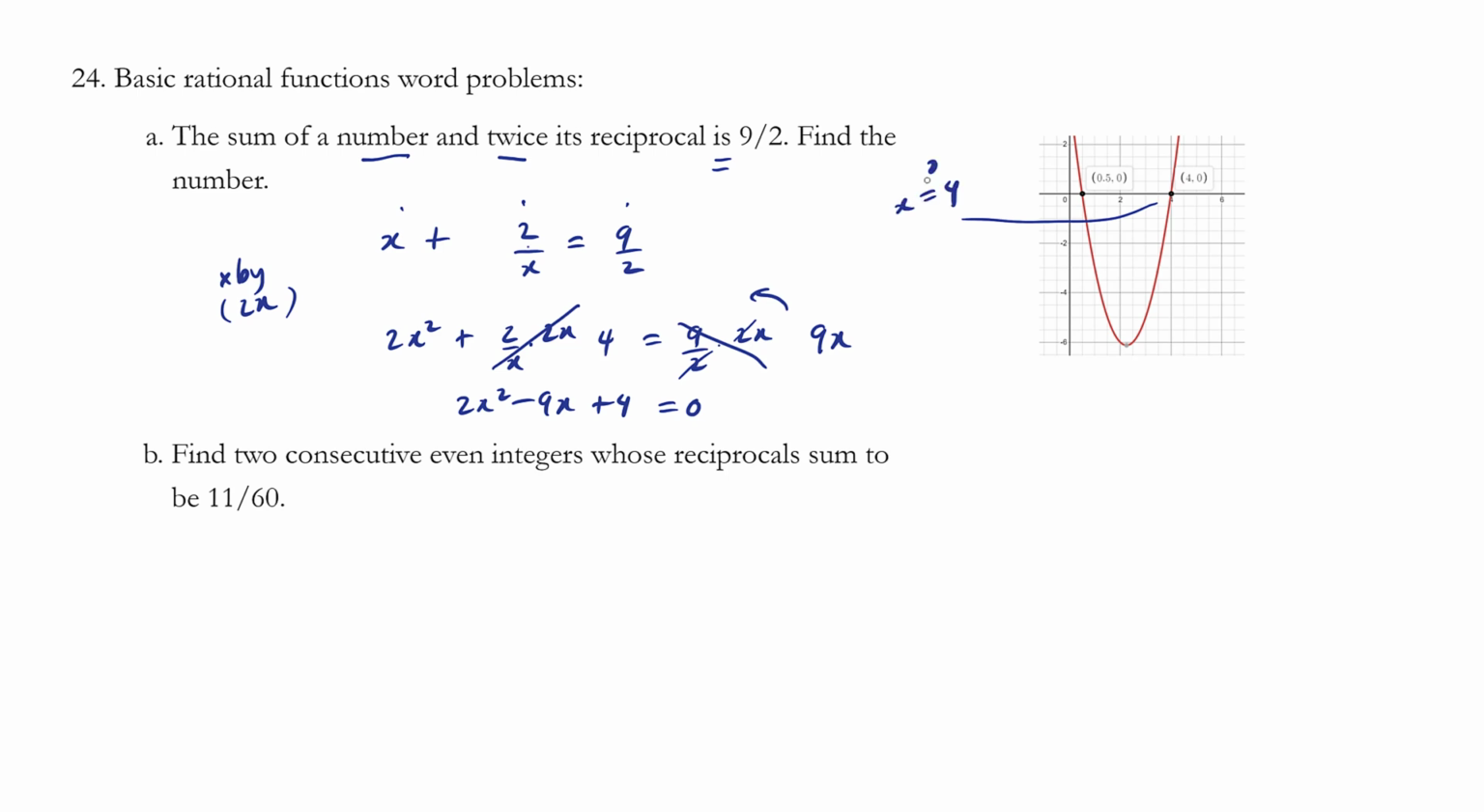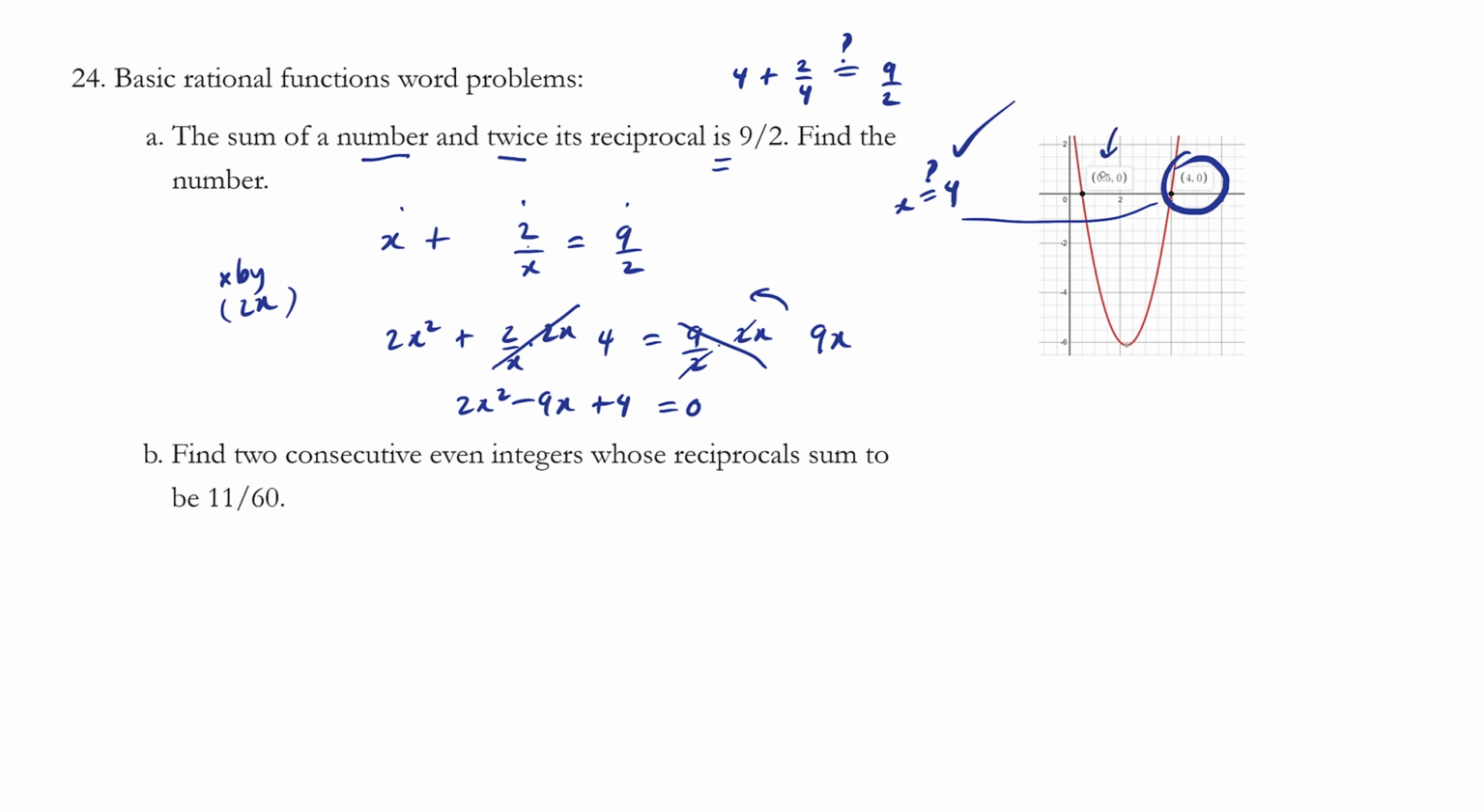x equals 4. Let's try it out. The sum of a number, so 4, plus twice its reciprocal. The reciprocal is 1 over 4, and twice it would be 2 over 4. Does it really equal 9 over 2? And the answer is yes, it does. So this is actually a legitimate root.